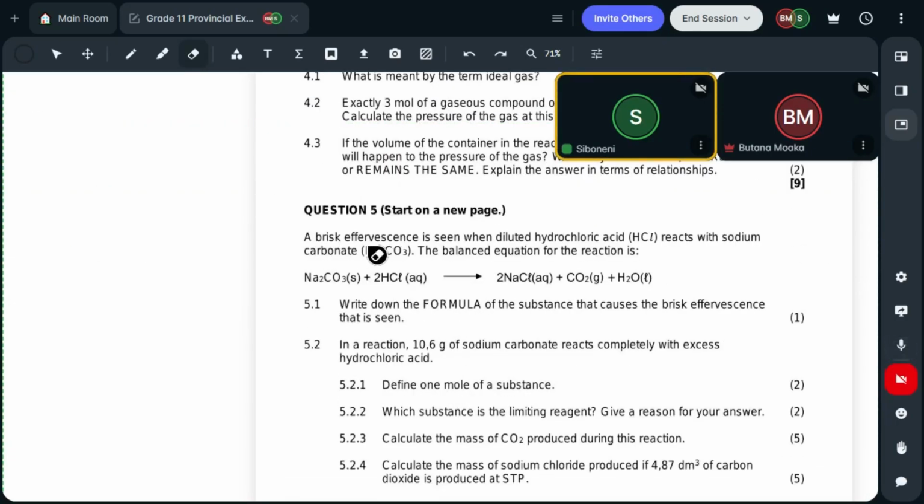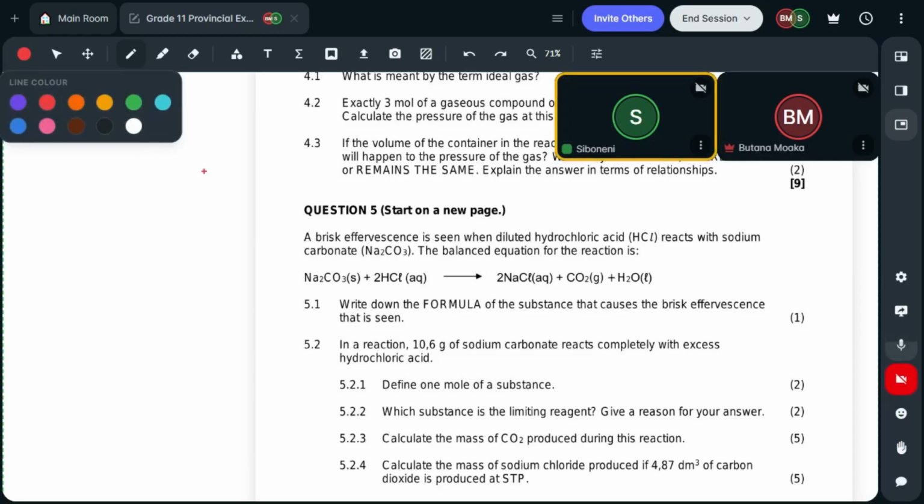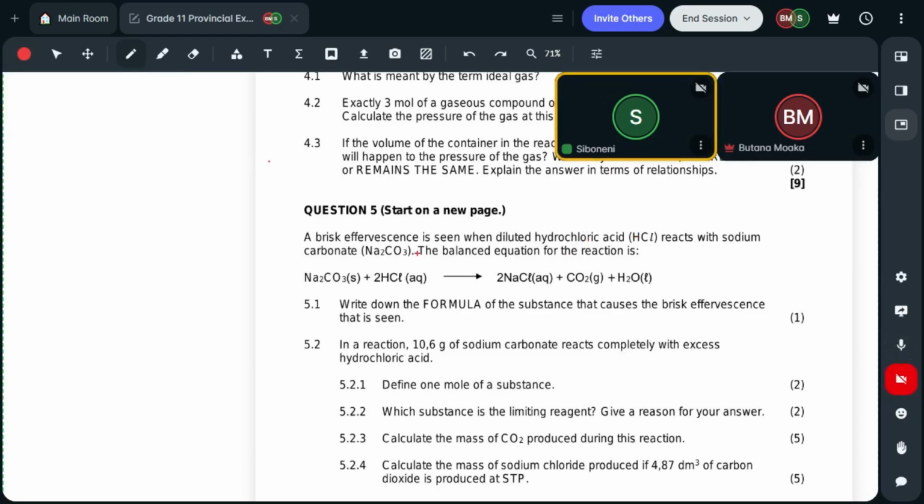Question 5. I don't know how to pronounce this word. Effervescence. Is it the first time you see the word, or maybe you did this at school? No, I've heard it before. It's something like it gives off gas, like vivacious. I've heard it, I've never seen it.